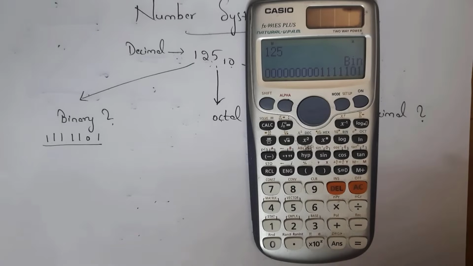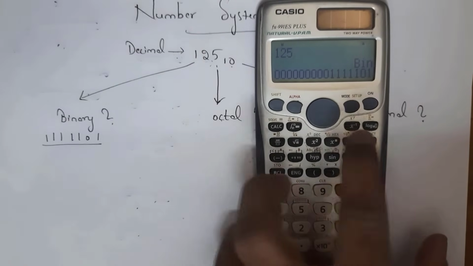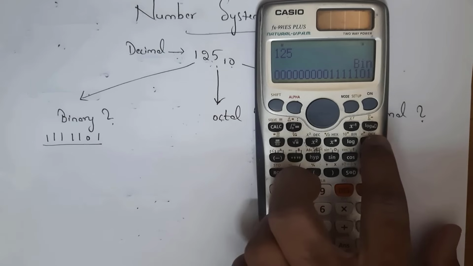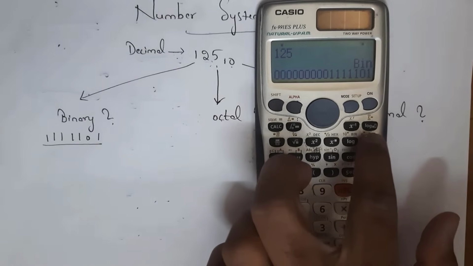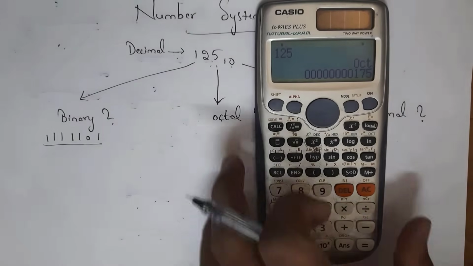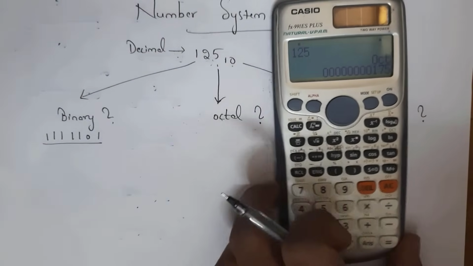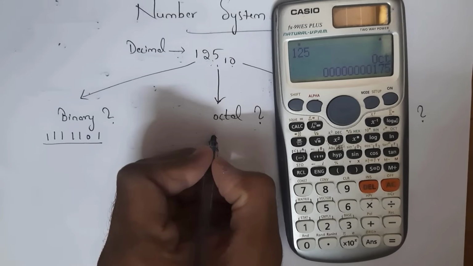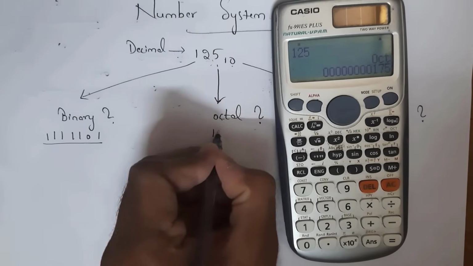If you want to convert this into octal, just here you can see option octal. Just click on it. So if you convert decimal number 125 into octal, then you will get answer as 175. So the result is 175.